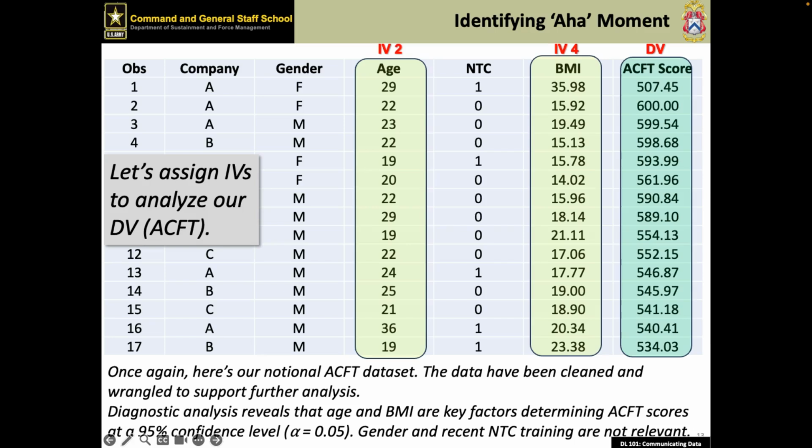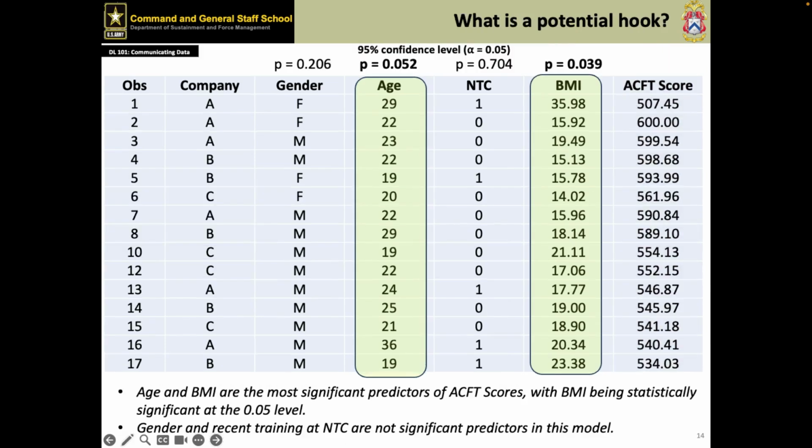When building your data story, it's important to identify your aha moment. Without it, there's no need for a story. Our aha statement may be as simple as saying, the data suggests age and BMI influence ACFT scores in our battalion. However, gender and NTC participation were not statistically significant. What is the potential hook?